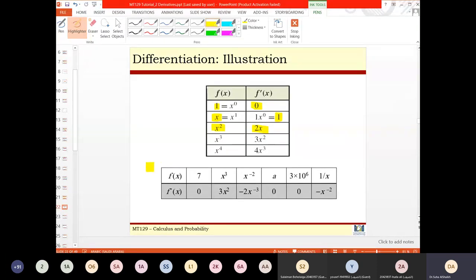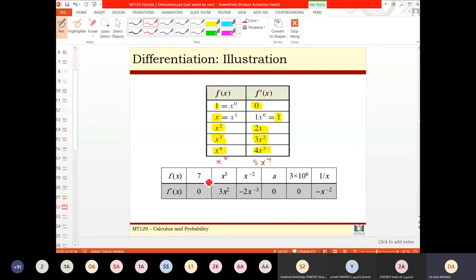ال2 تنزل، الx نشيل واحد من الباور اللي فيها. Derivative of x^3. 3 down, x to the power 3 minus 1, which is 2. x^4, 4x^3. طيب, if I say what's the derivative of x^5? It is 5x to the power 4. Yeah?